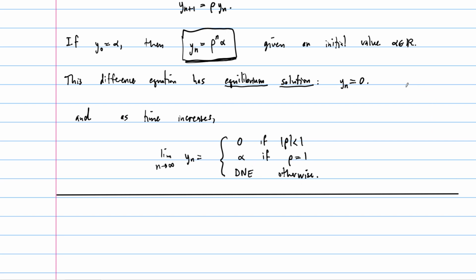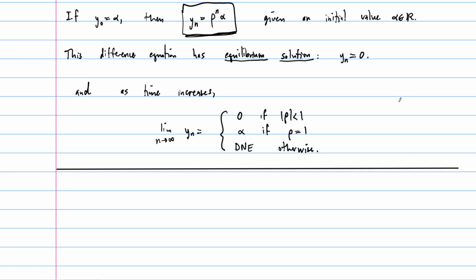Now the second thing that we can do to modify this model is that we can consider immigration. So let's consider immigration now. Let's suppose b sub n represents population growth due to immigration in year n.